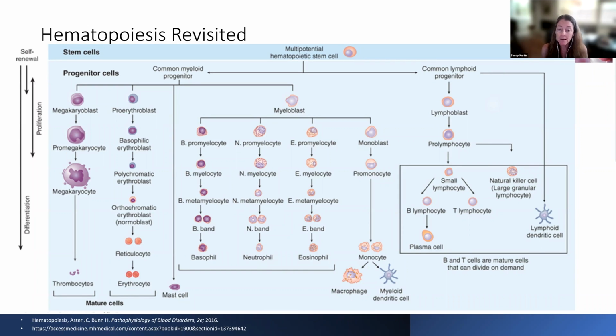From that lymphoid cell line, we get our B and T lymphocytes, which ultimately those B lymphocytes can become plasma cells. And then from our myeloid cell line, we get our red blood cells, platelets, and granulocytes. And so when we're looking at patients presenting with abnormal counts, it's important to really consider the overall picture of the bone marrow and its function.